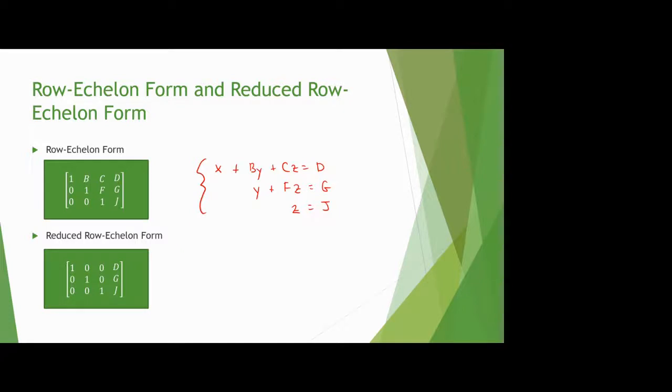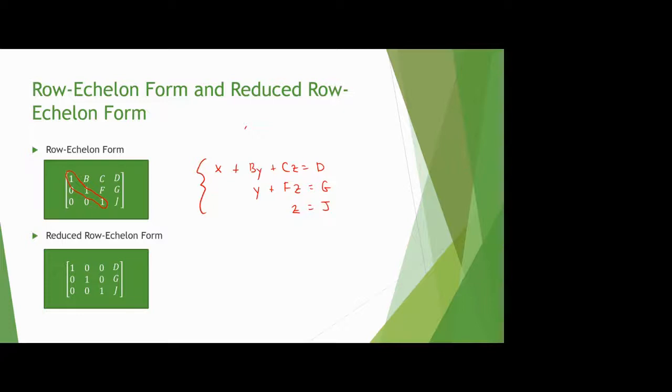When that is in matrix form, those blank spaces where you don't have a variable are zeros. So you end up with ones in your diagonal, and then you have numbers above the ones. And that's row echelon form, and everywhere underneath the ones you have zeros.